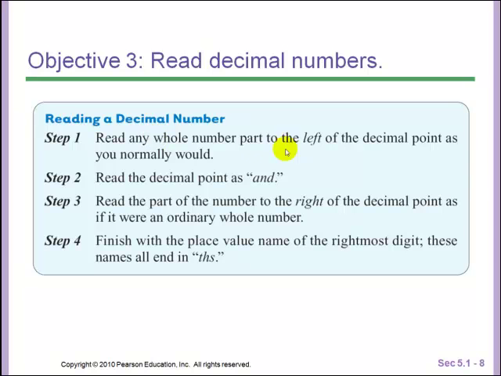How do you read decimal numbers? Step 1, read any whole number part to the left of the decimal point as you normally would. Then say "and" to represent the decimal point. Then read the rest of the decimal, everything from the decimal point to the right, like a normal number, and finish with whatever place value it ended in.